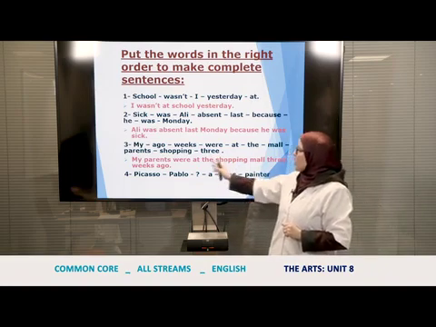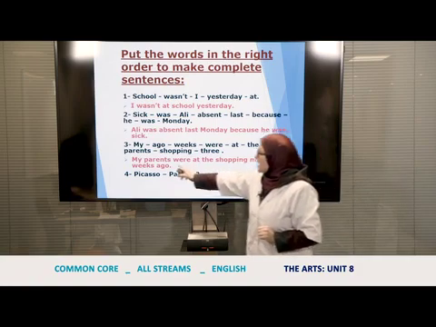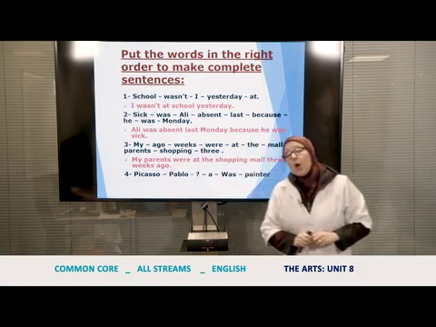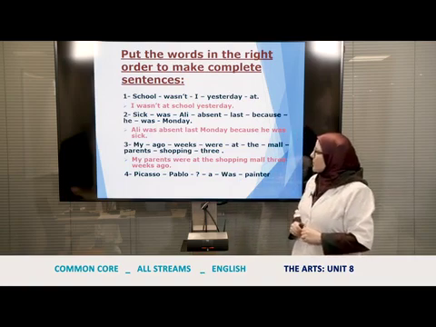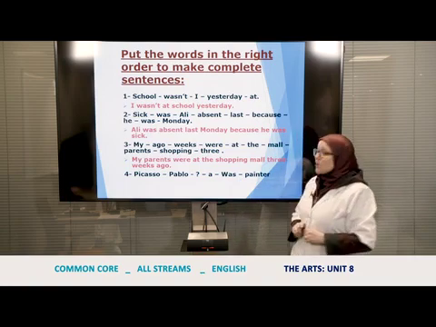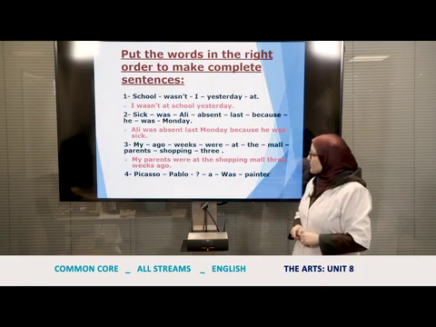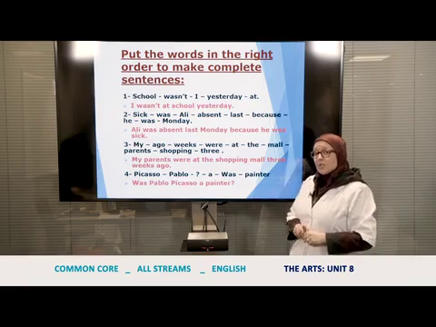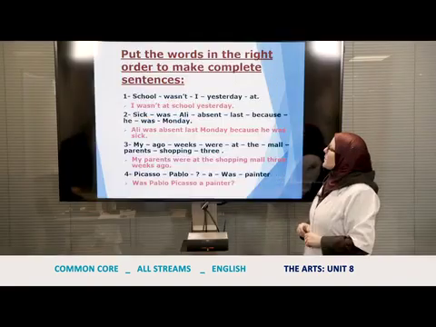My parents were at the shopping mall 3 weeks ago. Here, as you notice, we have the use of the word ago, and we have already seen that it's an indication of the past. For the last one, it's supposed to be a question, all right? So can you get the right answer, please? So the answer is, was Pablo Picasso a painter? Since it's a question, we have the inversion of the subject with the verb to be. So here our exercise is done.